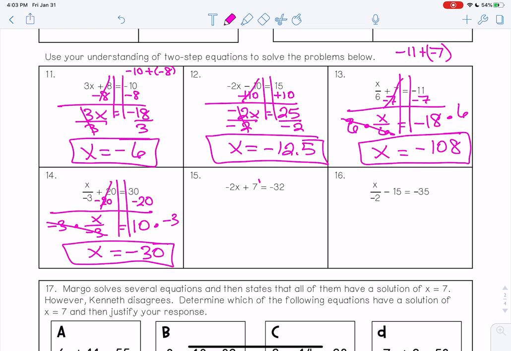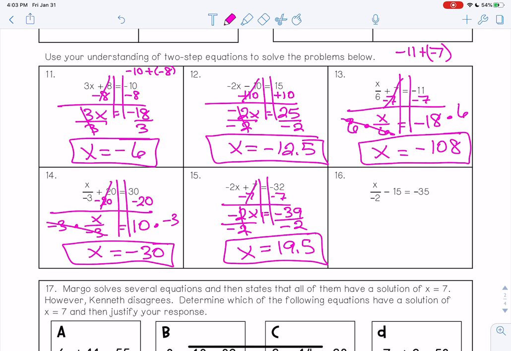For 15, step 1, draw the river. Subtract the 7 on both sides. We get negative 2x equals a negative 39. The opposite of multiplication is division, so I'm going to go ahead and divide both sides. And I get x equals positive 19.5 because we have a negative divided by a negative, which equals a positive. They like the same music.